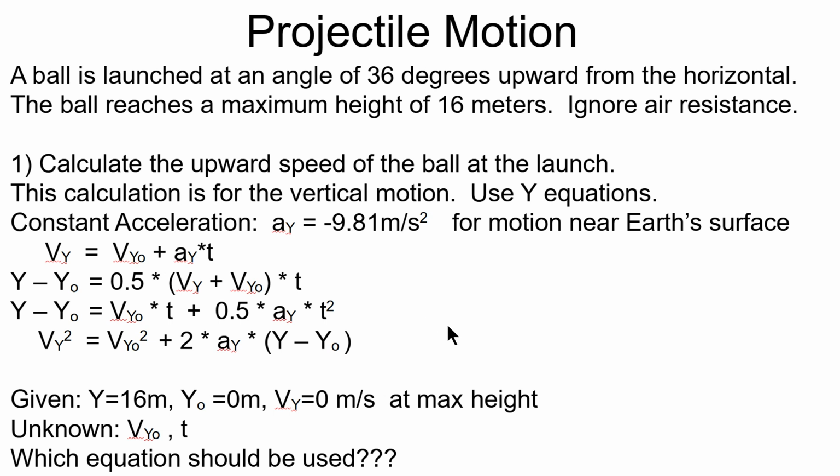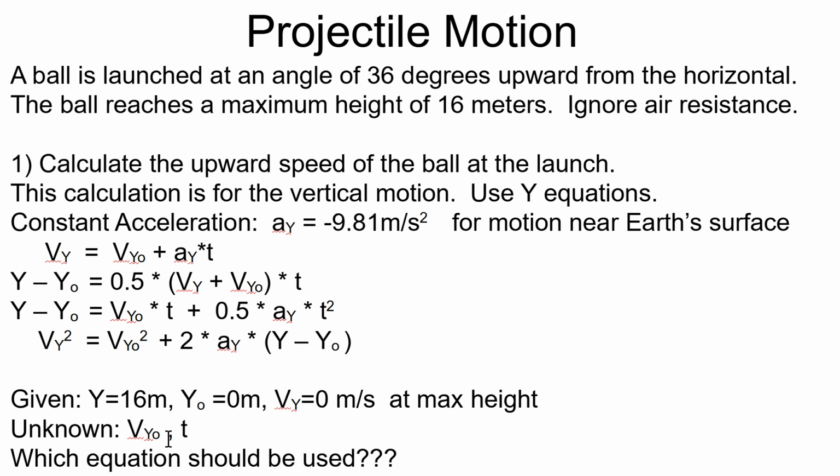Taking a look at all these symbols, what do we know? What are we given in the wording of this problem? We know the final y position, 16 meters. We're launching from ground level, so the initial y value is 0. At the top of the motion, is the ball going to go any higher? No, we're at the maximum height. Consequently, for an instant, the velocity in the y direction is 0 at the top of the motion.